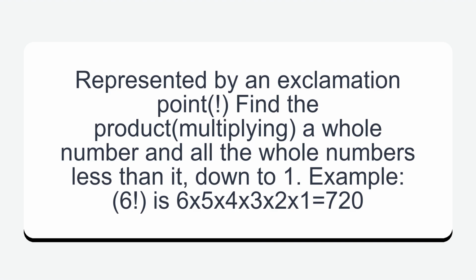Factorial, represented by an exclamation point. Find the product, multiplying a whole number and all the whole numbers less than it, down to 1. Example: 6! is 6 times 5 times 4 times 3 times 2 times 1 equals 720.